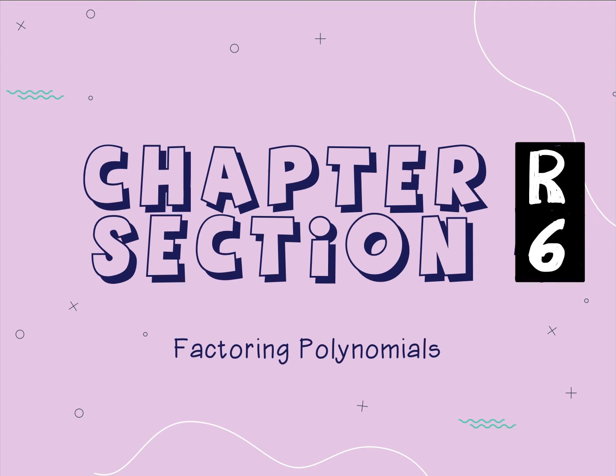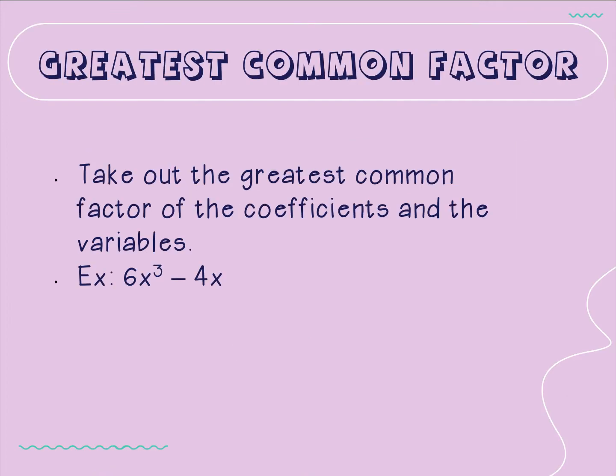So in R6, we're going to be factoring polynomials. We have a few different types of factoring, different methods that we can use. One of them is factoring out the greatest common factor. If I ever have something in common, whether it's between my coefficients, the numbers out front, or the variables, I always want to start by taking that out. So step one, whenever we factor, is to take out the greatest common factor.